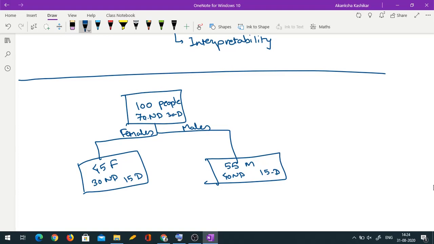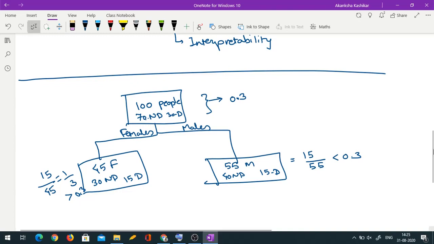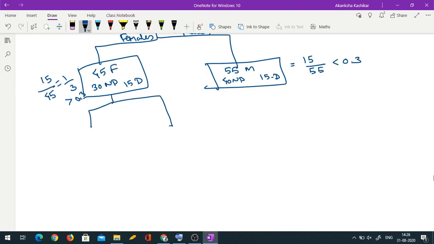So this kind of tells me now the individual probability. Initially, without any prior knowledge, the probability of a person being diabetic was 0.3. Now if I add one more criterion, that is if I add gender, so if the person is female, the probability of the person being diabetic is 15 by 45, that is 1 by 3. Whereas if the person is male, the probability of being diabetic is 15 by 55. So this is slightly less than 0.3, this is slightly more than 0.3. So we can say that yes, being female slightly increases the probability of diabetes. Now the next split was, suppose, on the basis of weight.